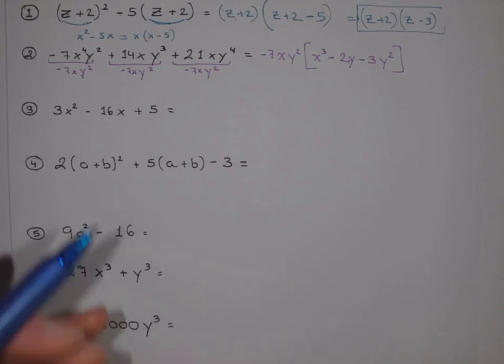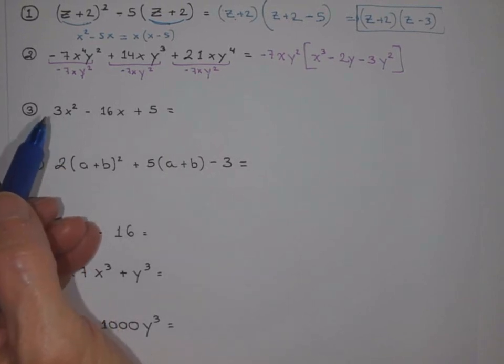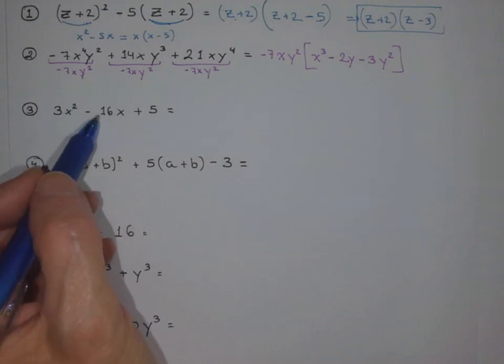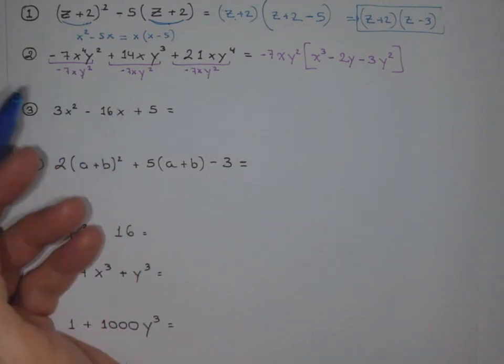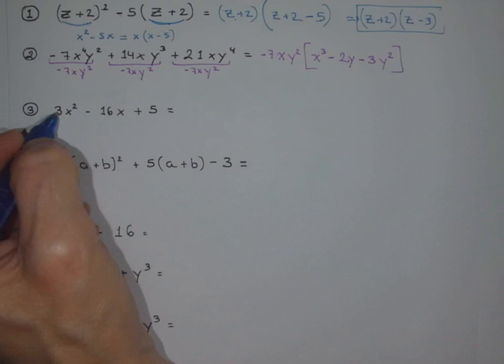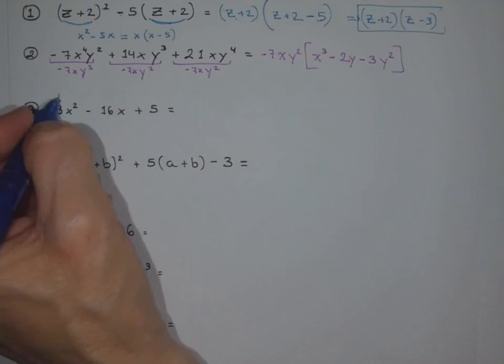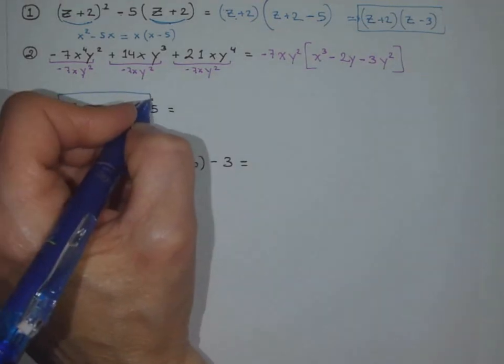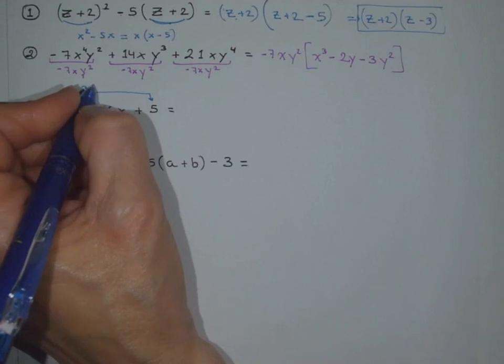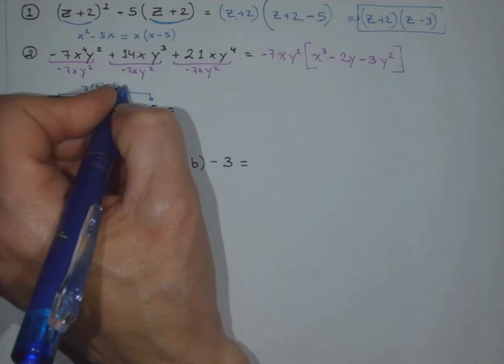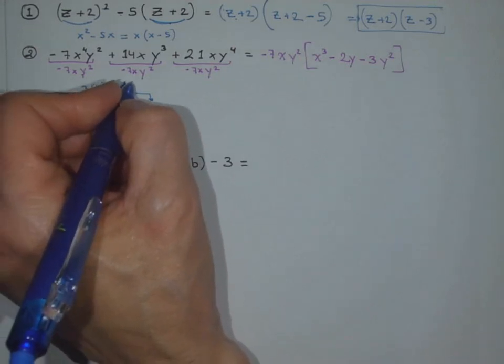Number three is your classical quadratic, right? So we have a 3x squared minus 16x plus 5. When you have a leading coefficient that's not a 1, you're going to take the first and the last and multiply them. So we have 3 times 5. That's going to give me a 15.